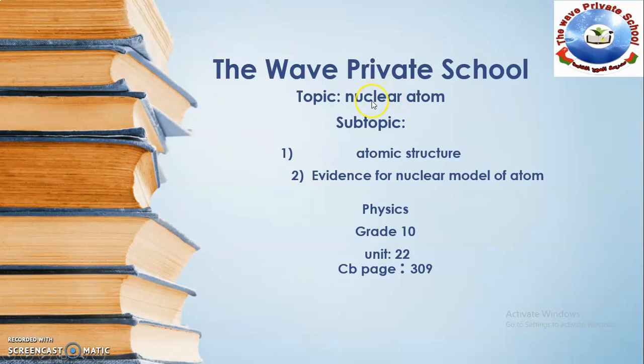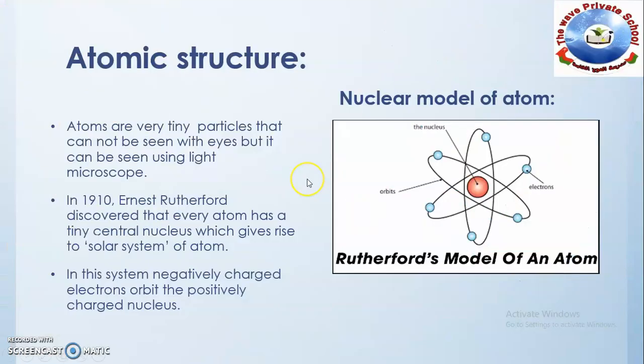Today, our topic is the nuclear atom, in which we have two subtopics that we are discussing in today's lecture. First of all, we will see atomic structure and then evidence for the nuclear model of the atom. This is grade 10 physics, chapter number 22, and the course book page 309. Now let's start our topic. First of all, we will see the atomic structure.